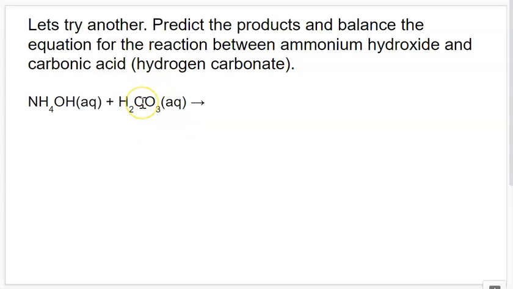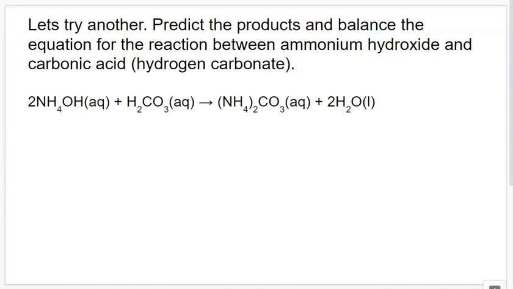Carbonate has a 2- charge as a polyatomic, so we're going to need 2 hydrogens to cancel it out. And these 2 hydrogens are going to want to combine with hydroxide, so we're going to need 2 of those. And then the ammonium is going to combine with the carbonate, and we're going to need 2 of those anyways, because this has a +1 charge, and that has a 2- charge, so we're going to want to add a 2 in front of there when we balance it.